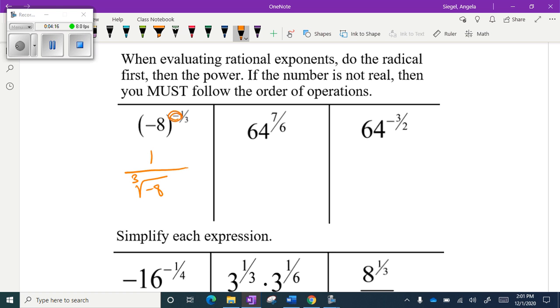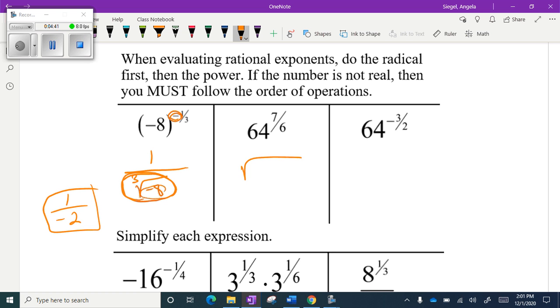So let's clean this up a little bit. If I had this, the cubed root of -8, remember, with cube roots, you don't have to worry about having it be positive. So -2 times -2 times -2 gives me -8. So the cubed root of -8 is -2. So my final answer is -1/2.